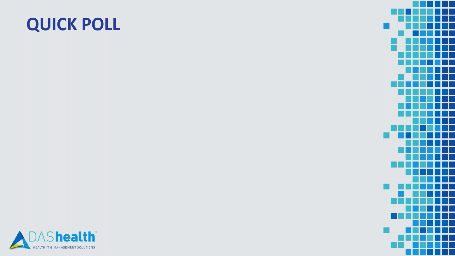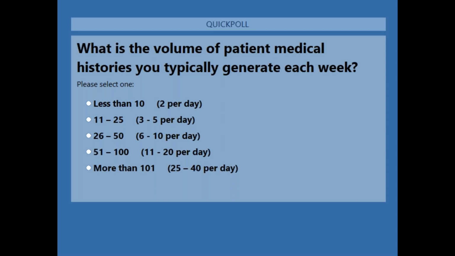The second one is, what is the volume of patient medical histories you typically generate each week? You generate less than 10 a week, 11 to 25 a week, 26 to 50 a week, 51 to 100 a week, or more than 100 a week?